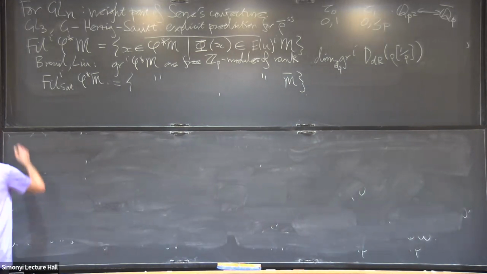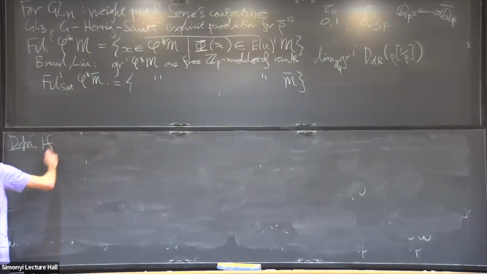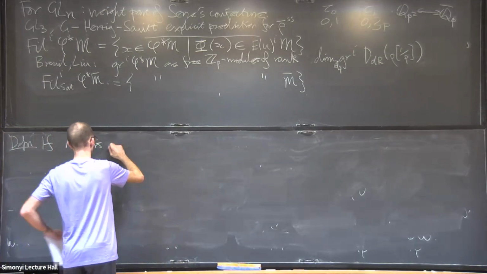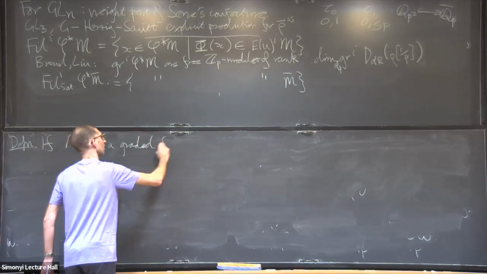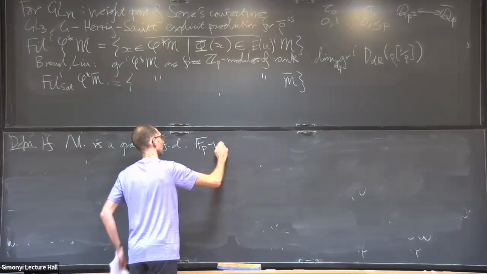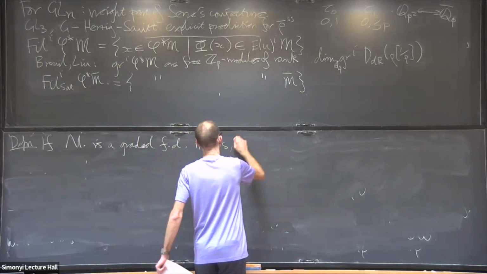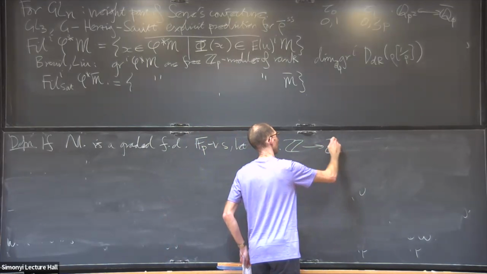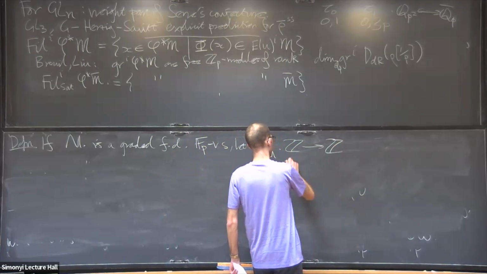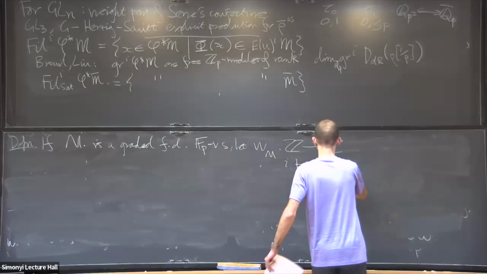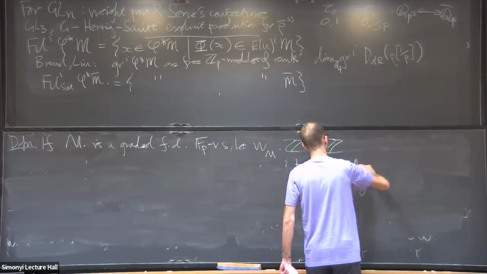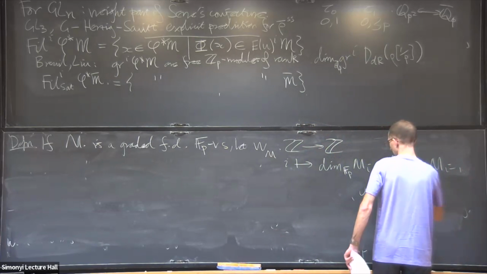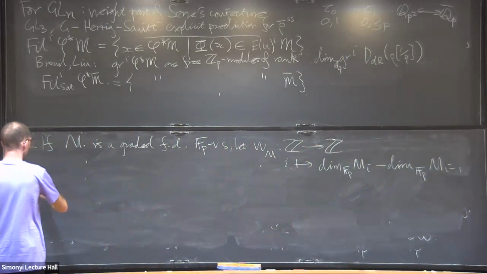Okay, so I just want to make a definition. If m lower dot, this is my indexing, is a graded, finite dimensional F_p vector space, I want to let W_m be the function from Z to Z that takes the integer i to the dimension of the i-th piece minus the dimension of the (i-1)-st piece. Okay, so what's the point of this definition?